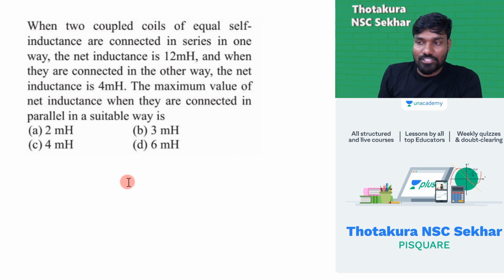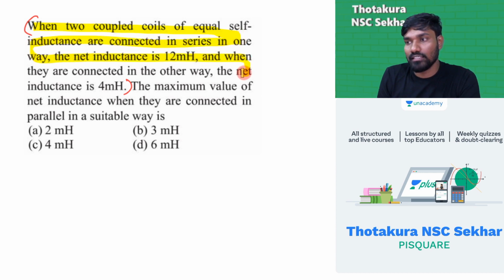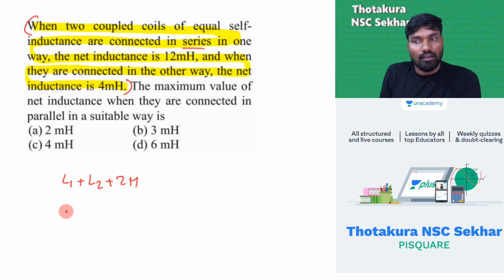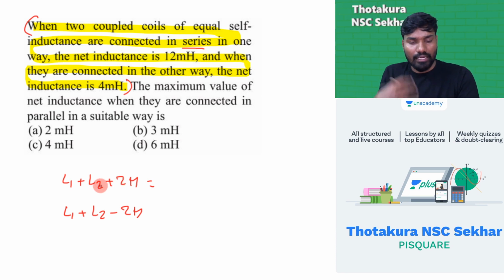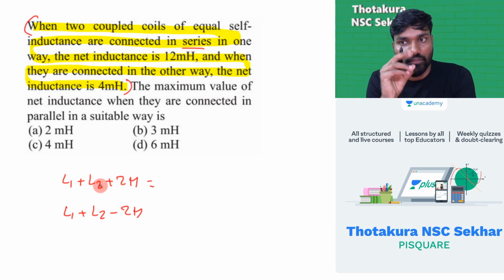Interesting. First, what is given? You should understand this statement first, then go to the second part of the statement. This first part says two coils are connected in series. In one way means two possible connections are there: L1 plus L2 plus 2M, and the other connection is L1 plus L2 minus 2M. Obviously, for series connection, additive polarity will give the maximum.